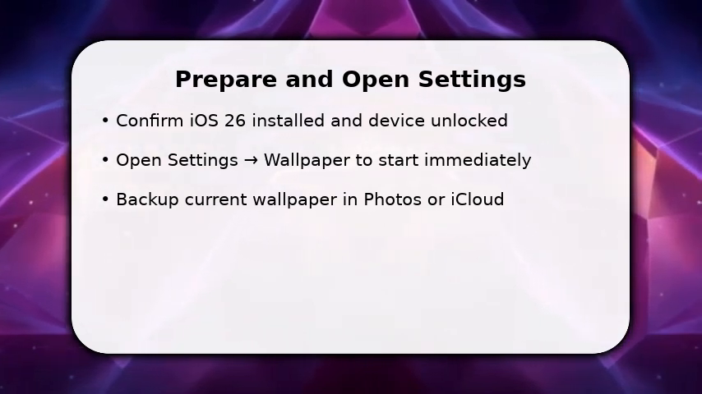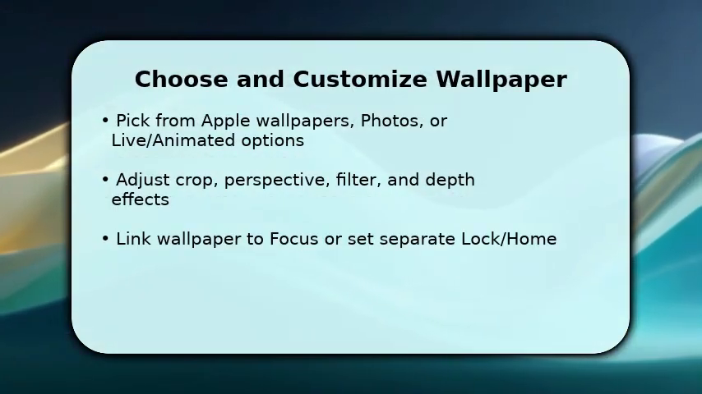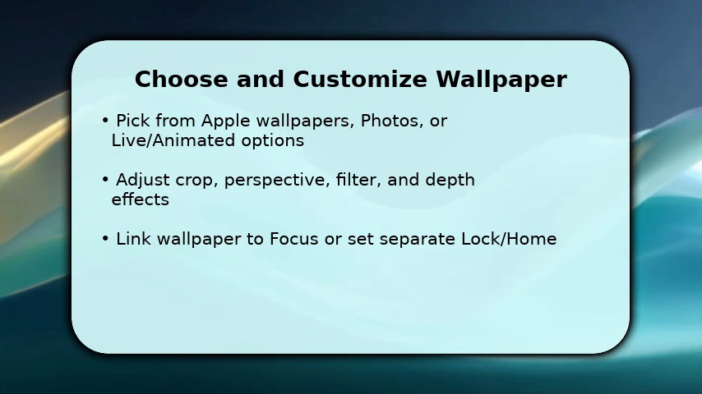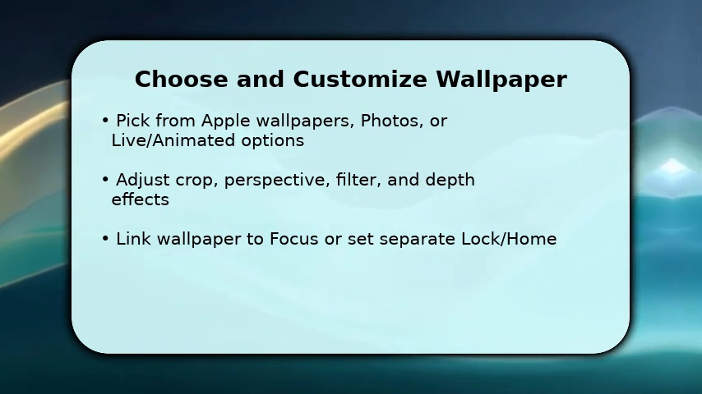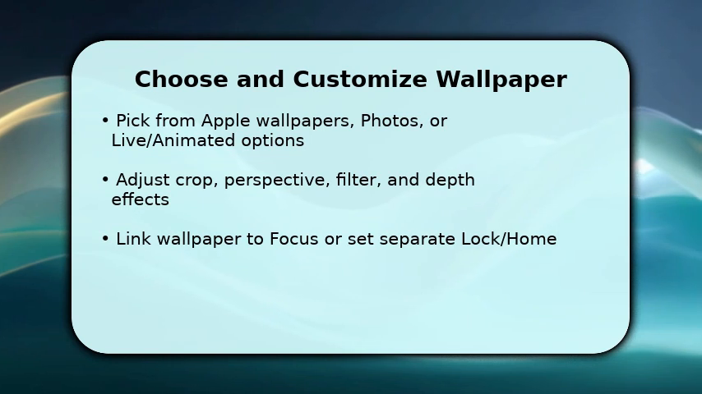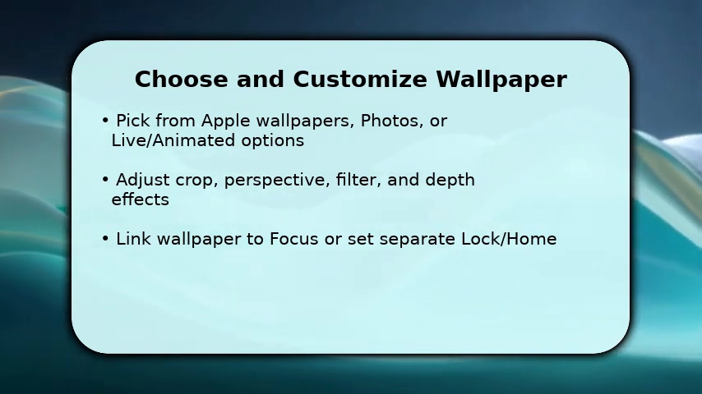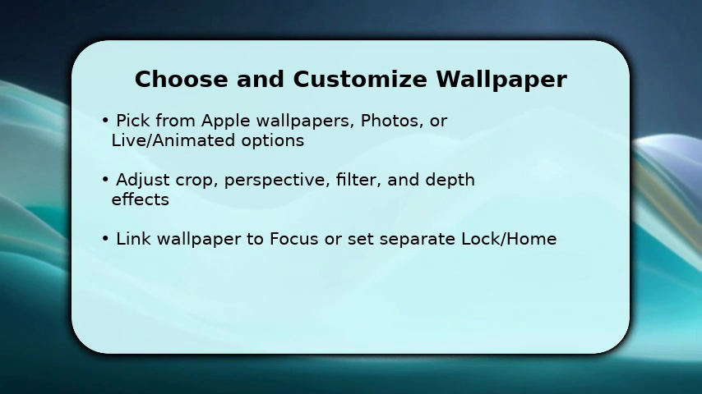Now choose the source: Apple-supplied images, a photo from Photos, or live/animated options. You'll crop and position the image, pinch to zoom and move to frame the subject, then toggle perspective and depth to make elements shift naturally with motion. Apply filters or blur for legibility of widgets and text.